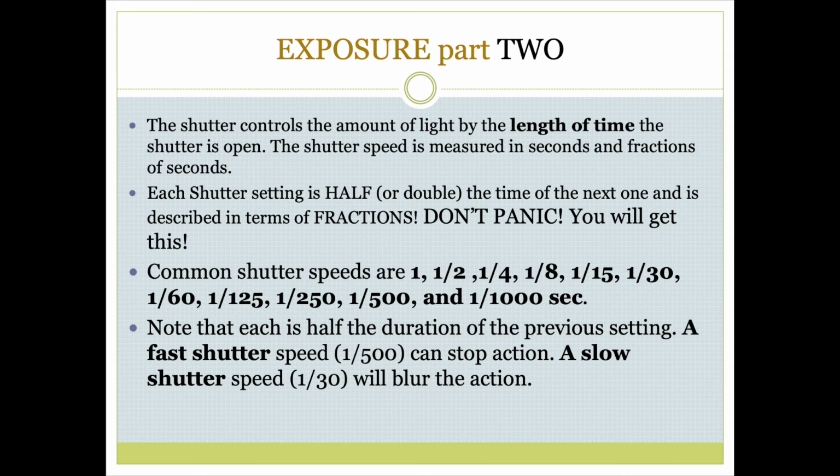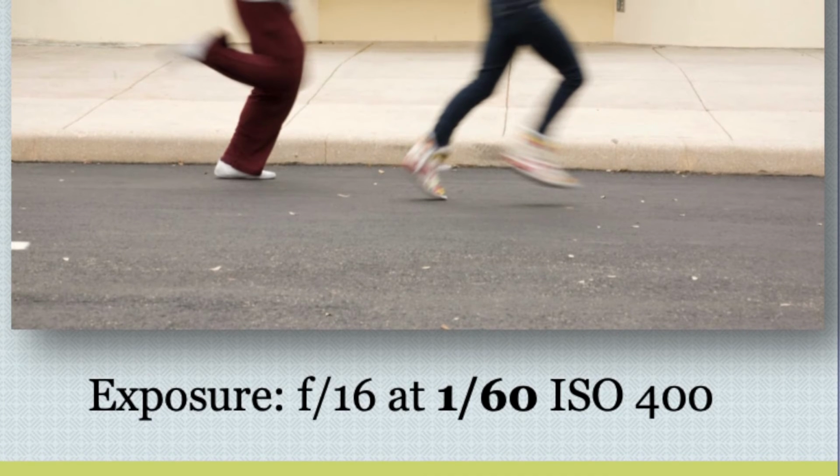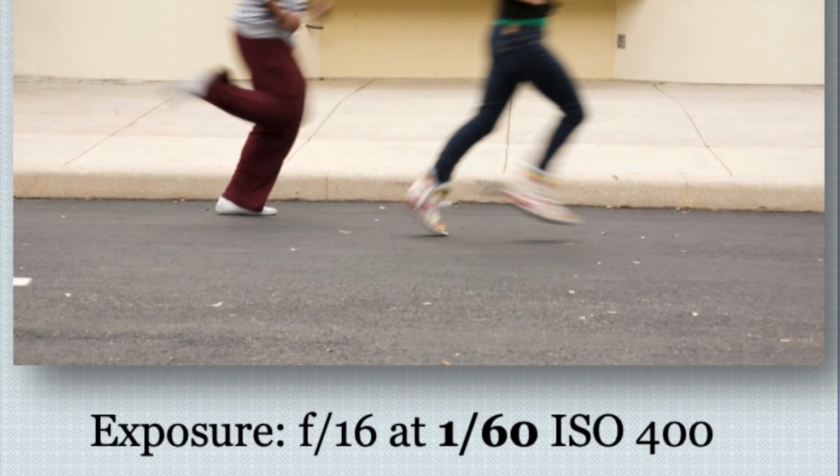A fast shutter speed, 1/500th of a second or 1/1000th of a second, can stop the action. And a slow shutter speed, like 1/30th or 1/15th, will blur the action. Notice that when the shutter speed gets slower, a lower fraction number, the action in the image starts to blur. So here's an example of that, and here's the exposure. This was photographed at f16 at 1/60th of a second at ISO 400.